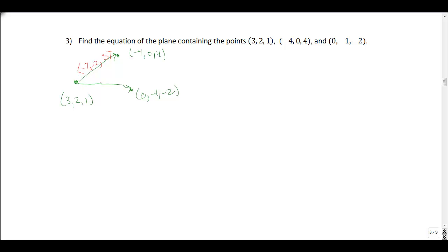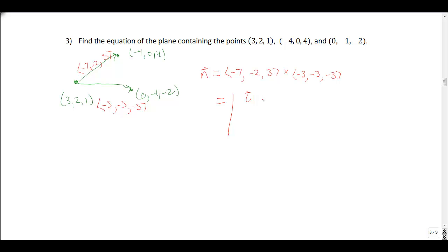The other vector from (3, 2, 1) to (0, -1, 2), so 0 minus 3 is -3, -1 minus 2 is -3, -2 minus 1 also -3. So here's another vector that's in this plane. Now, what we need for the equation of a plane is a normal vector and a point on the plane. We've got 3 points on the plane, so you can pick any one of those. So you only need that normal vector. That normal vector is going to be the cross product of any 2 vectors in the plane. So I'm going to take (-7, -2, 3), and cross that with (-3, -3, -3).